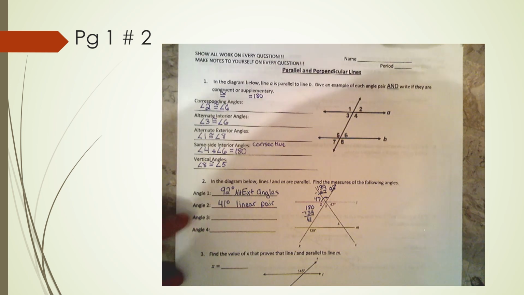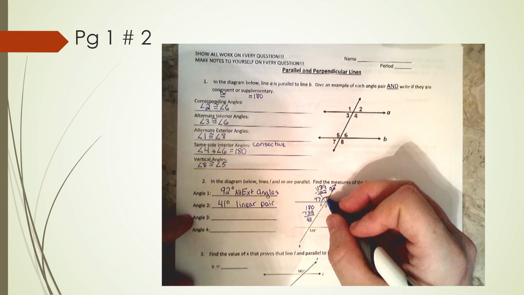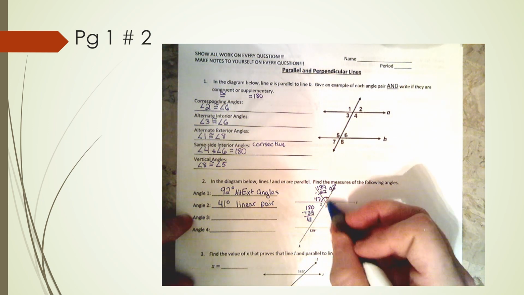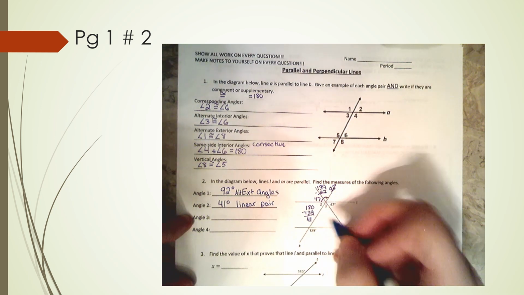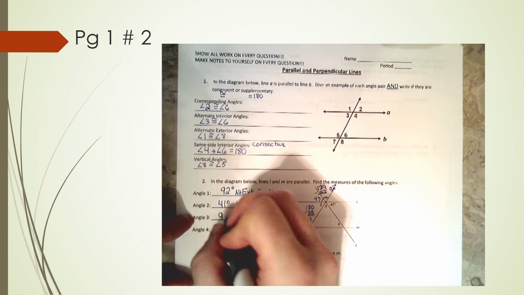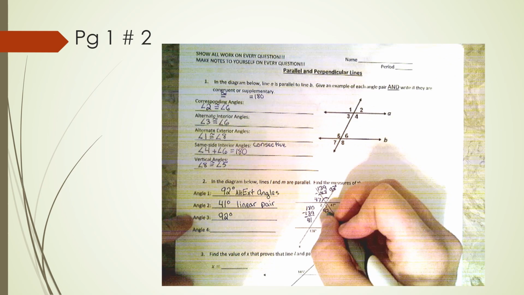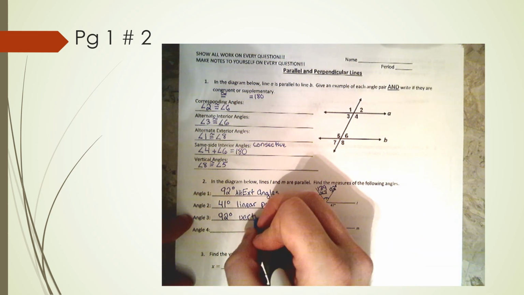Now, if I go to angle 3, I already found angle 1. And when you have an angle directly across, you have vertical angles. So vertical angles are congruent. So I know that angle 3 is congruent to this one, so this one must be 92 degrees. And I knew this because of vertical angles.